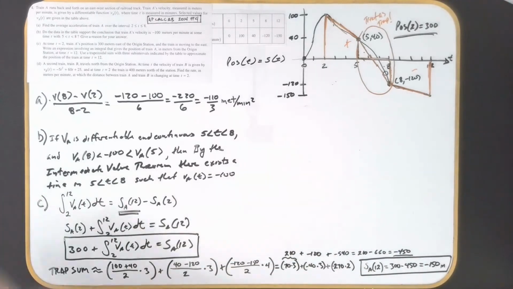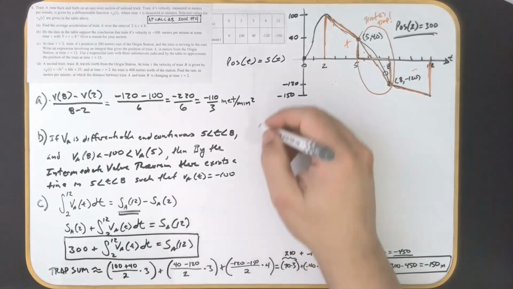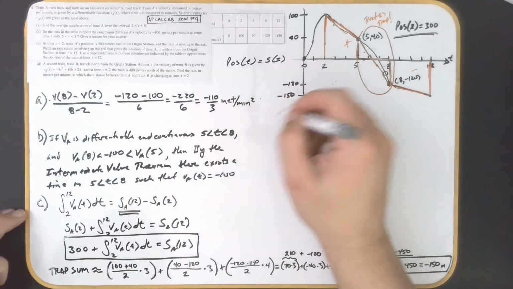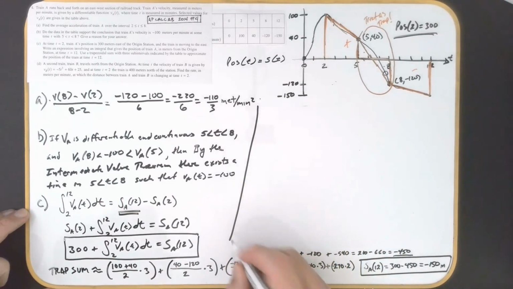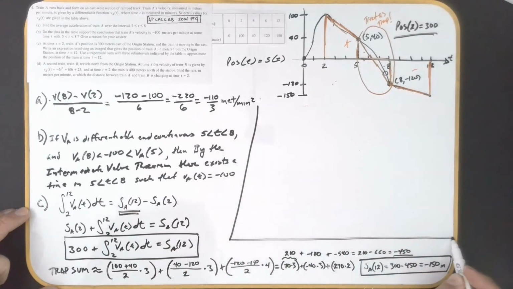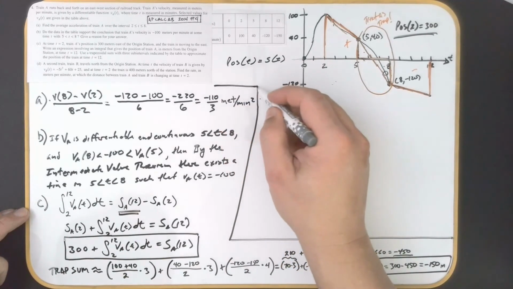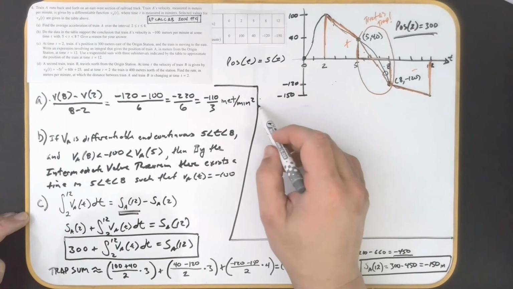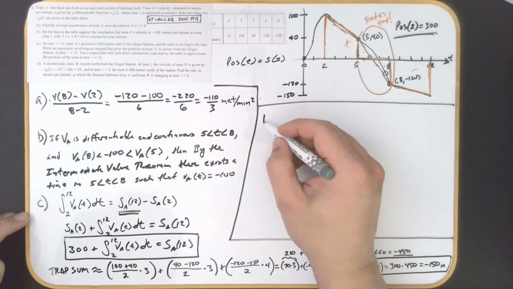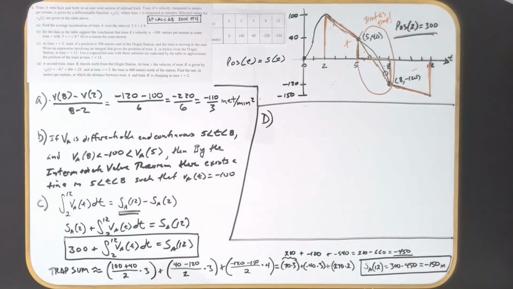But hopefully that's making sense to you. All right, so I'm going to just block this off so we don't have any confusion here. All right, and block that off too. So here's my last part, D. All right, let's see what D says.